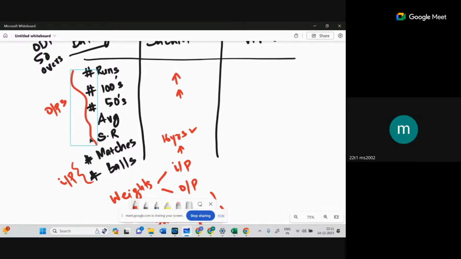This can be easily done. You can download a lot of research papers available on this particular area. It's a well-researched area. Even if you Google, you will get a lot of information about it. And we can have multiple outputs and multiple inputs.